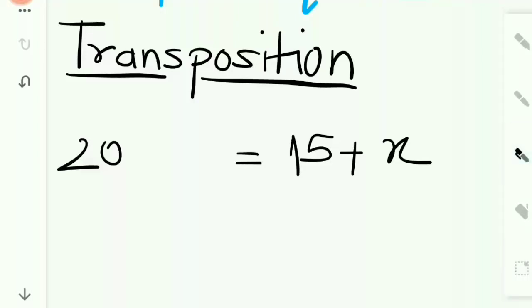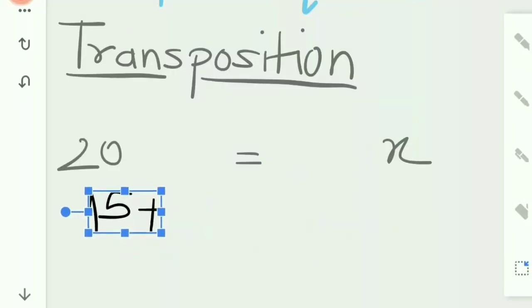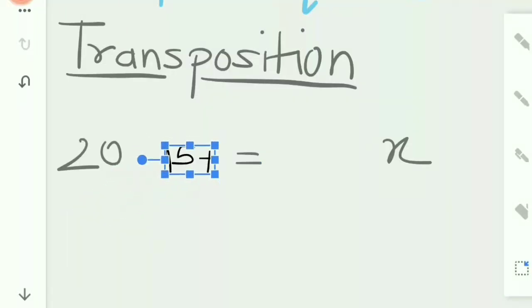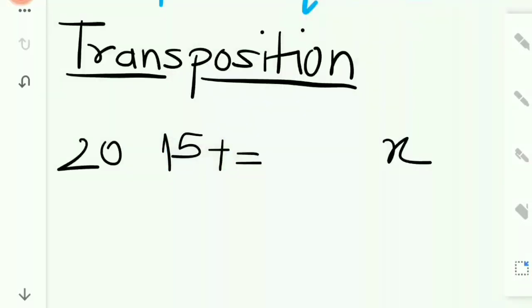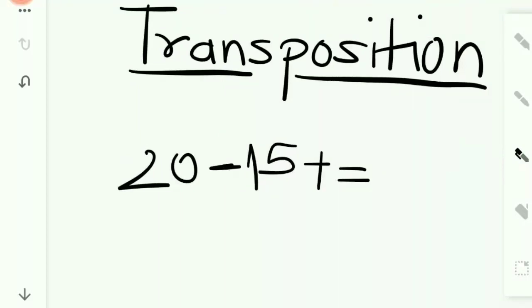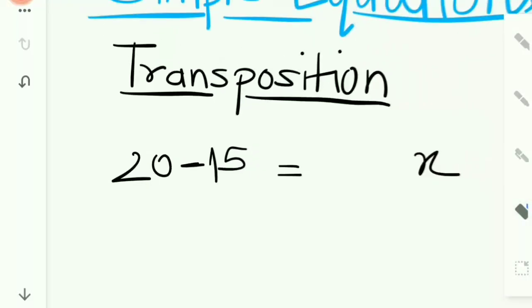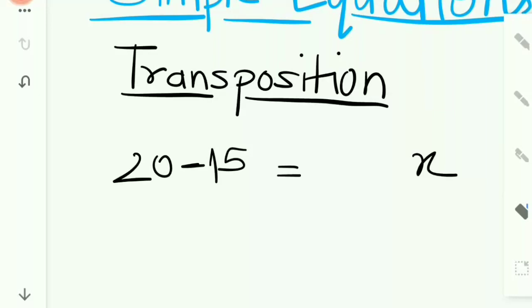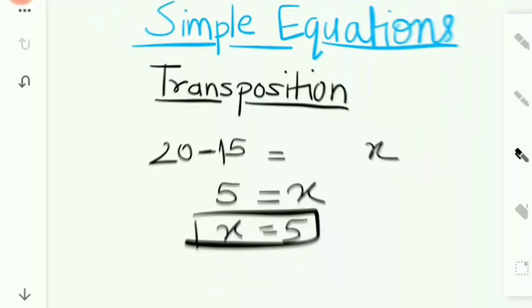Now x is not alone. x is still with some number. So to remove this number, I'll just keep it over here. But can I keep it just like this? No. It was an addition on the right hand side, so I'll have to put it in subtraction on the left hand side. So 20 minus 15 is 5 equal to x. x equal to 5. One and the same thing.